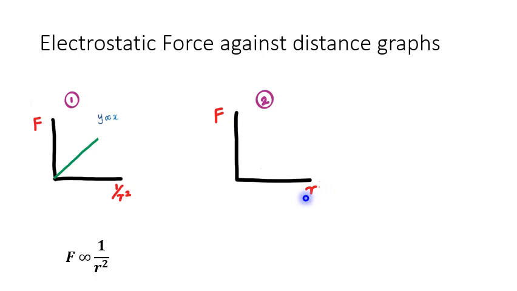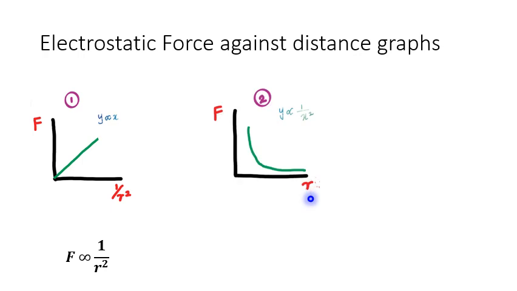So to get F, we have to find the reciprocal of the square of this one, which means it is representing y proportional to 1 over x square graph. And what's the shape of the 1 over x square graph? A graph with decreasing gradient and very close to the x-axis.